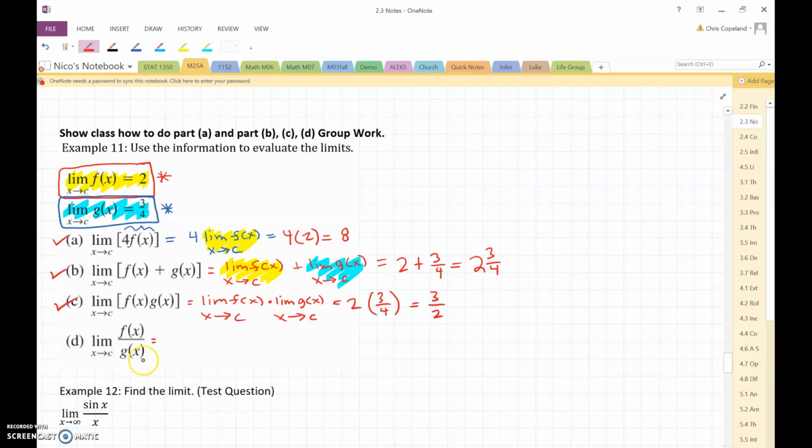Okay, part D. Again, very similar to B and C, but this time we can break this up as the limit of f of x as x approaches c, and then divide that by the limit of g of x as x approaches c, and then we would have 2 divided by 3/4, and then you could multiply the numerator and the denominator by 4, and we would get 8/3. So there is A, B, C, and D.